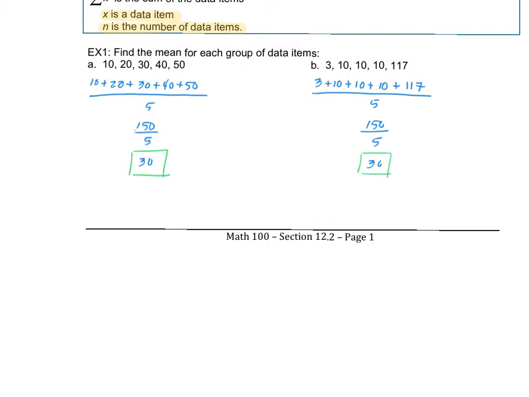So these 2 groups of data items in part A and part B, they had the same mean, but look at the data items themselves. They're very different. So example 1A, those data items are pretty close together, 10, 20, 30, 40, 50. And their mean is 30, right? So the average is 30, makes sense. But in part B, we have a 3, which is very small, a bunch of 10s, and then 117, which is really large. So the mean is still 30, it's still the average, but it's not giving me the full picture of my data, because I can see that if I were to ignore the smallest and the largest, I have a bunch of 10s. So the mean is not enough when we measure data.